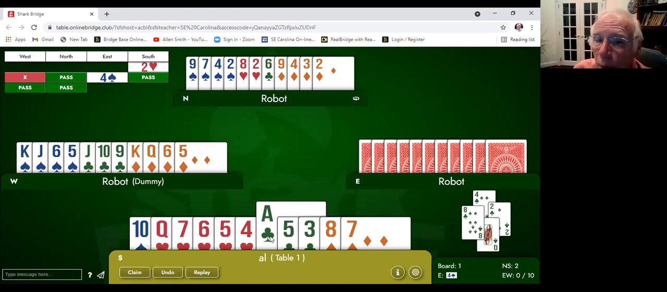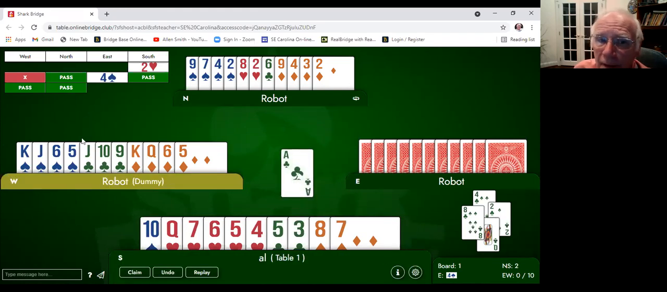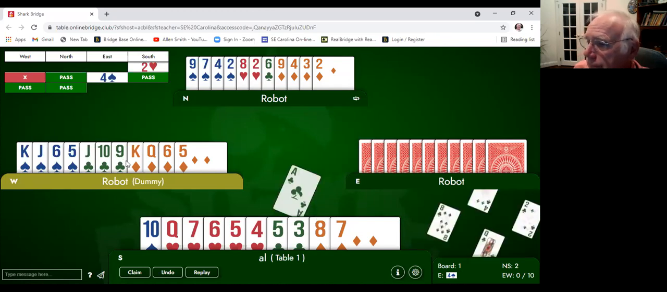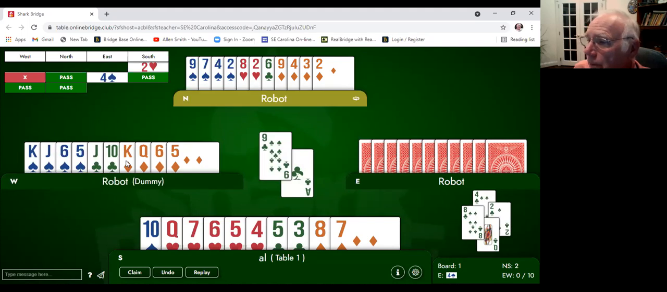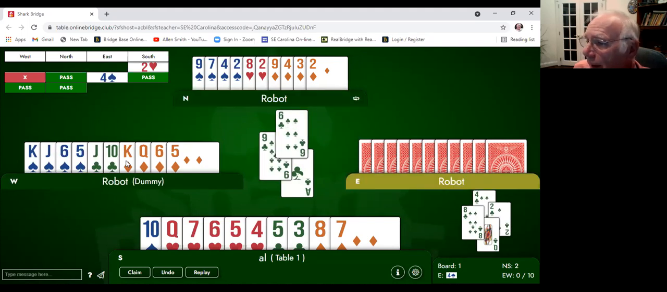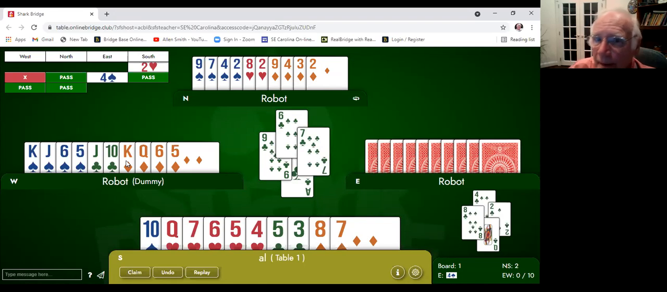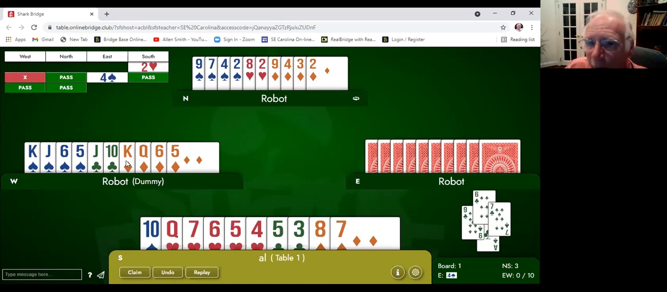So we lead the ace of clubs. The 9 gets played from the dummy. Our partner plays the 6, and the declarer plays the 7. Now, what we have just seen is that our partner either has the king of clubs left or has no more spades. We know that for a fact based upon the signaling system. So it does us no damage.